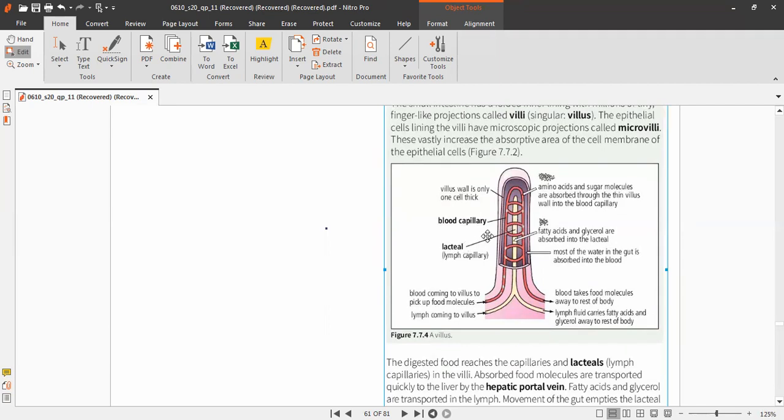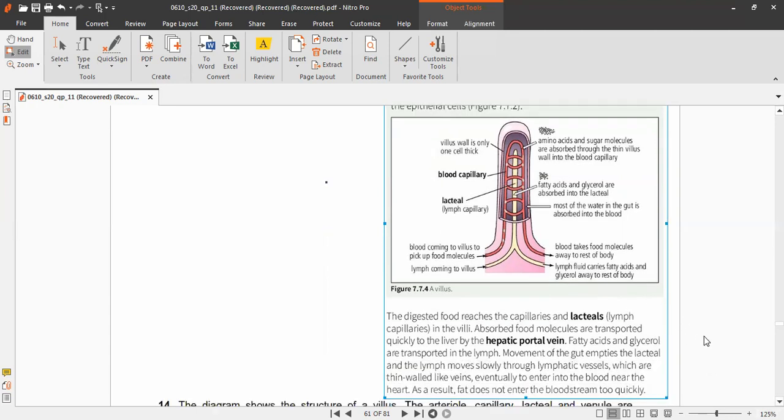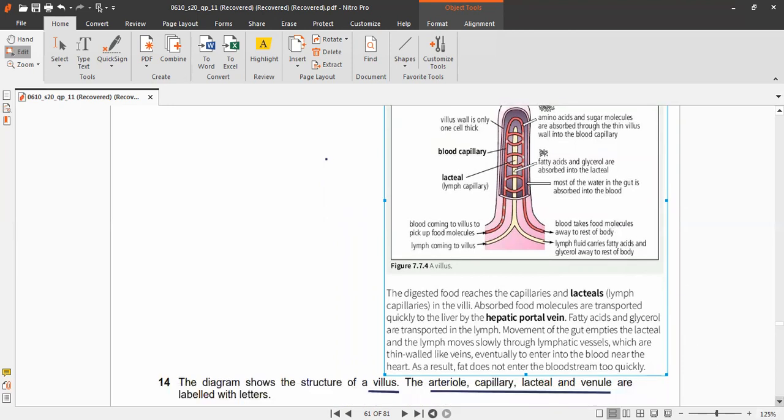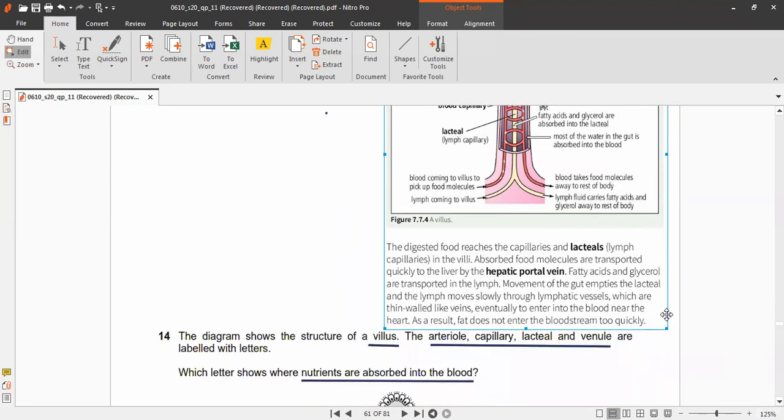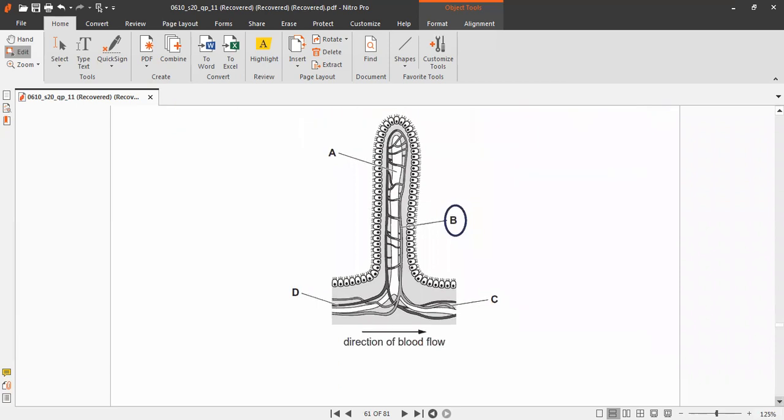Here, lacteal, lymph capillary, this blood capillary. In this place, most of the water in the gut is absorbed into the blood. After that, blood takes food molecules away to the rest of the body. So the correct answer is B.